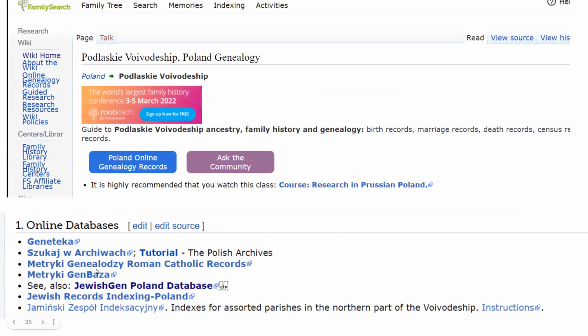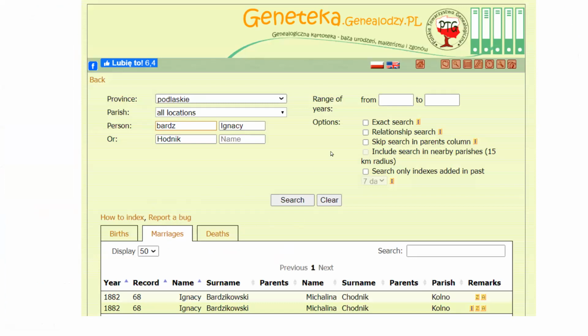Down toward the bottom, they have online databases. And the one that I've just fallen in love with is Genetica. This is Genetica, which has a choice between Polish or English. You can guess which one I pick. You pick your province, Podlaski. This covers all of Poland, and they also have some information for Lithuania. Okay, I then put in Barzakowski and Ignacy. And note, I didn't put the whole name in. They handle finishing up the name, sort of if it contains this, we like it. And Hadnik, that's again the start of the other name.